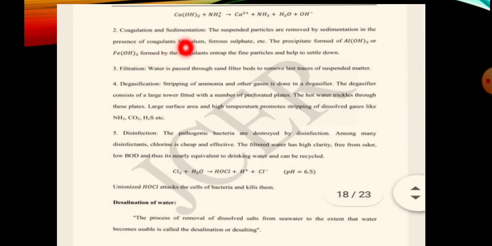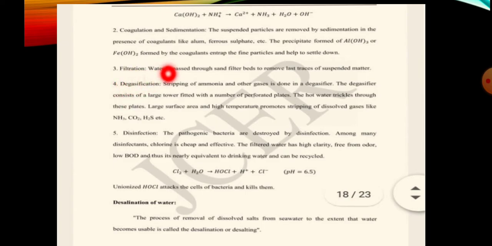Coagulation and sedimentation. Suspended particles are removed by sedimentation in the presence of coagulants like alum and ferrous sulfate. These are the types of coagulants. So the precipitate formed is aluminium hydroxide, that is Al(OH)3, or Fe(OH)2. It is formed by coagulants from rough and fine particles, which settle down.